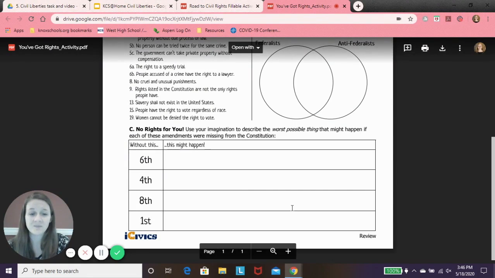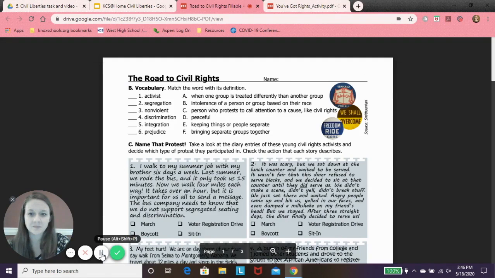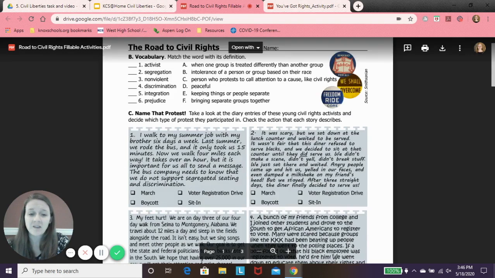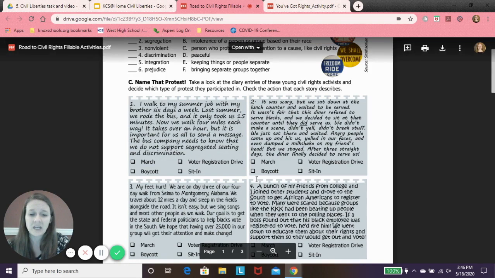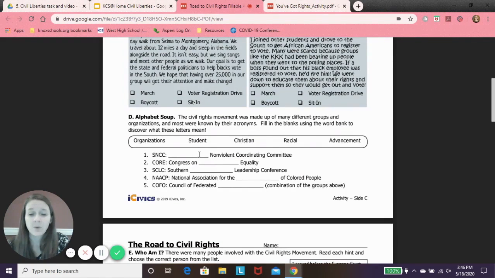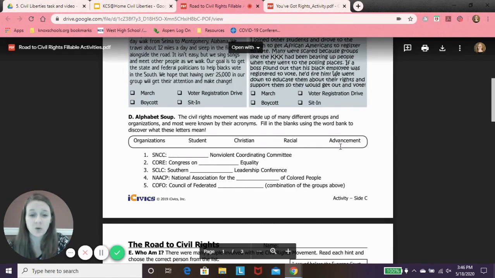the Constitution. After you finish the You've Got Rights activity, you should move on to the Road to Civil Rights activity. For the Road to Civil Rights activity, you will start with a vocabulary matching where you will match the word to its definition. Then you will identify what type of protest is taking place in each of these scenarios. You will also find out which of these organizations is represented here using this word bank.